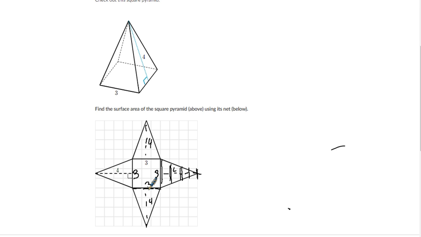So that means then if I was to multiply 3 by 3, I would find the area of this square. If I multiplied 3 by 4 and then divided it by 2, that would give me the area of this triangle. All these other triangles are the same. So I will just take the area of the triangle and either multiply it by 4 or just add them up, and then add the area of the square, and that would tell me the surface area of the figure.